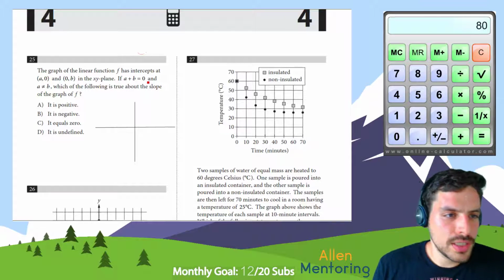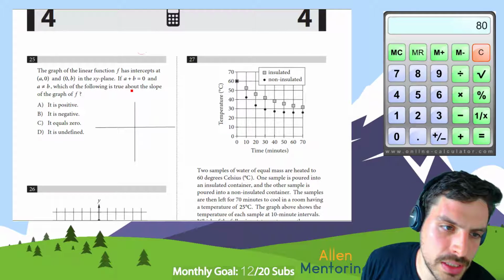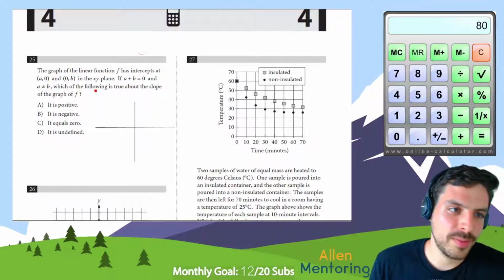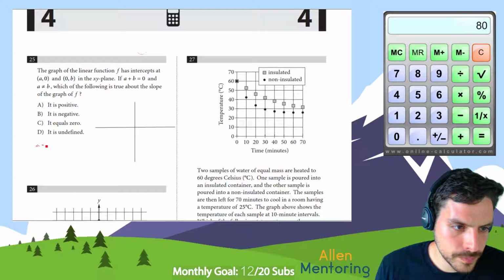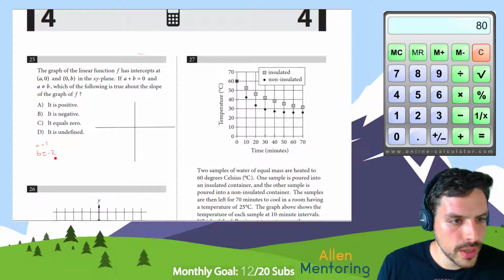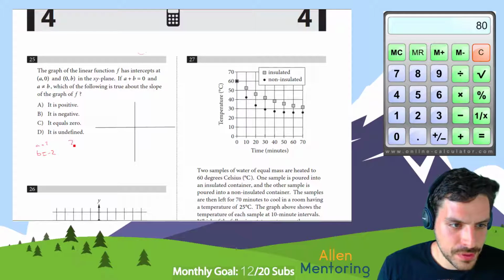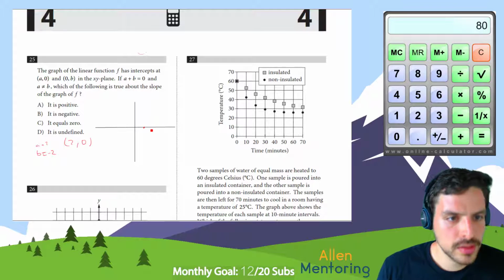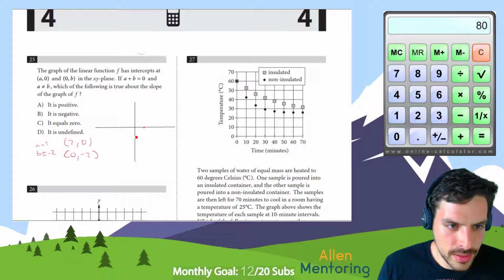Okay, so let's see. A comma 0 and 0 comma b, and we know that combined they have to be 0. So let's draw some examples. What could a be and what could b be? Well, if a and b add to 0, if a is equal to 2, then b must be equal to negative 2. Okay, so what would the points look like? Well, we would have 2, 0, which would be somewhere like here. And then we would have 0, negative 2. And so that would be somewhere like right there.